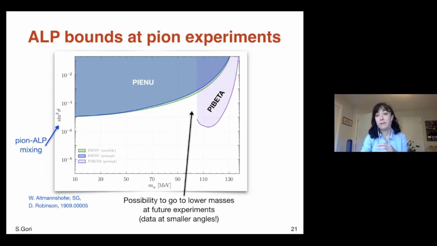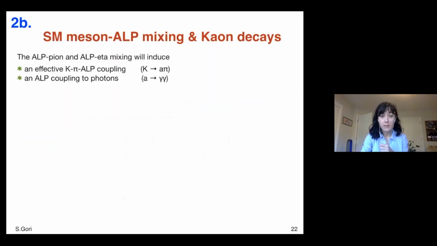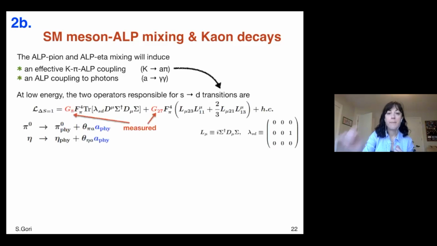Let's see what we can do at Kaon experiments. So Kaon experiments, again, we look for K to pi A, and then the A will decay to photons because of the induced mixing of the ALP with pion and eta. So let's see what is the rate for K going to pi and then ALP. Again, what we can do is to match onto the chiral Lagrangian, and in particular, there are two different operators that will mediate an S2D transition.